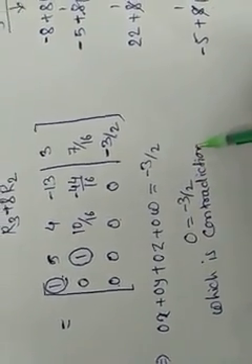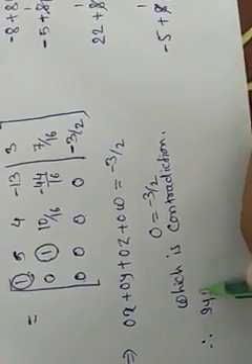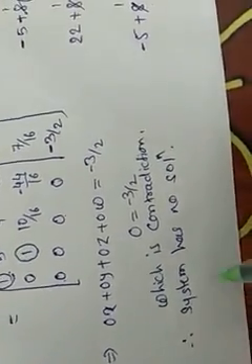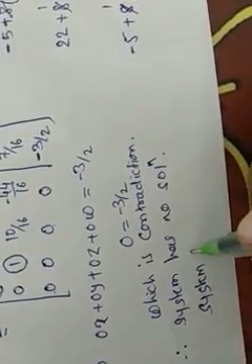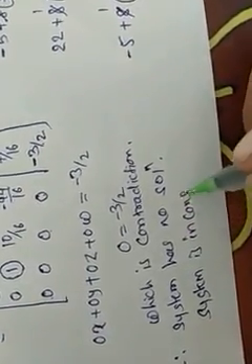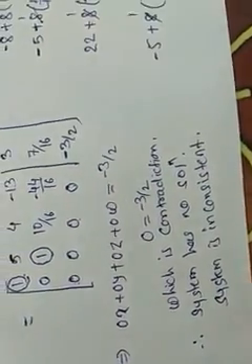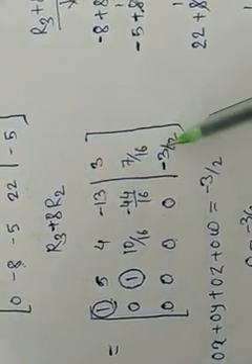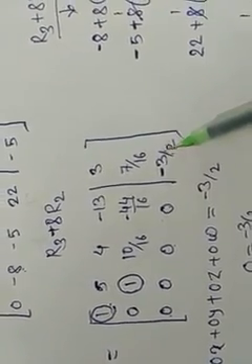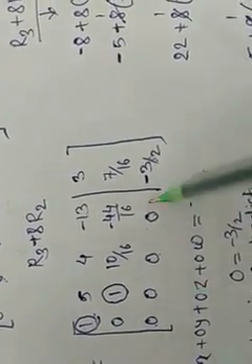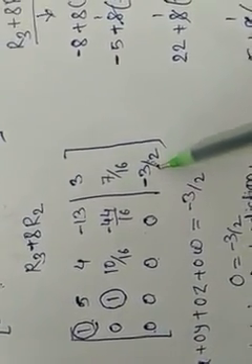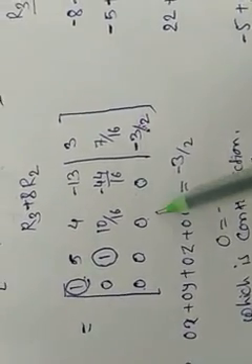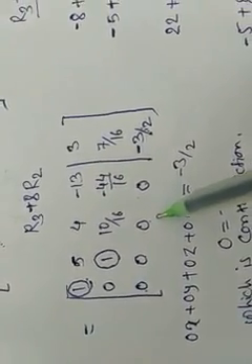That is, the system has no solution. That is, the system is inconsistent. We have to see this augmented matrix. If the right side is also 0, then we can solve it. But here the left side is 0 and the right side is not equal to 0. So this type of example gives us a contradiction, which means this system will not have a solution.